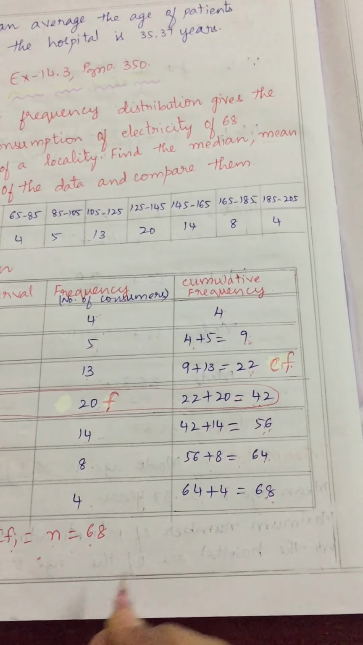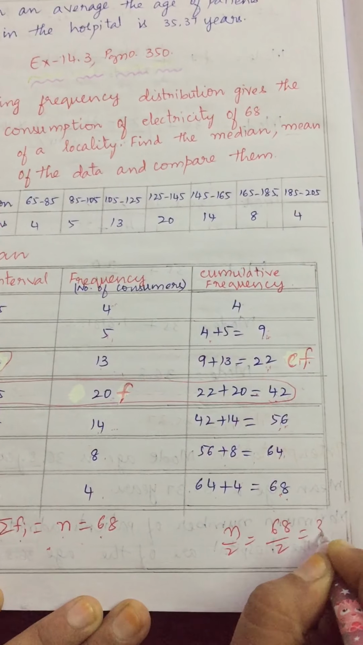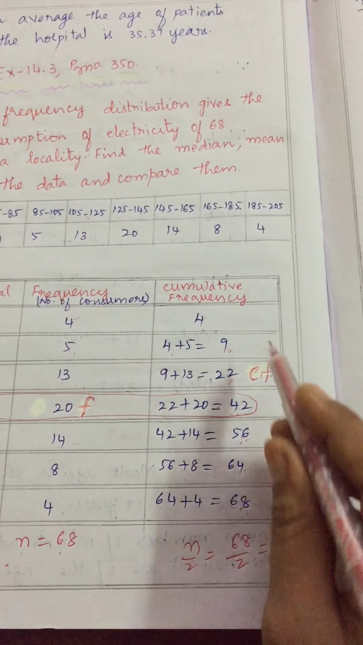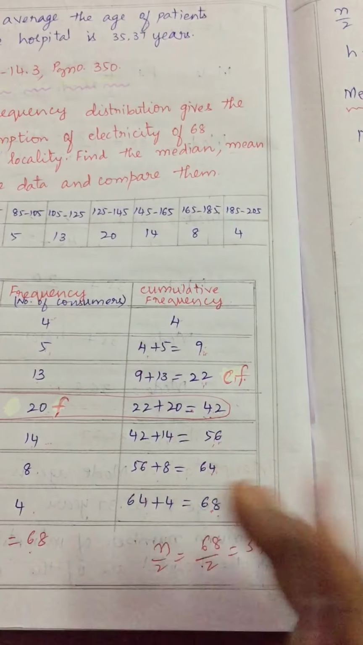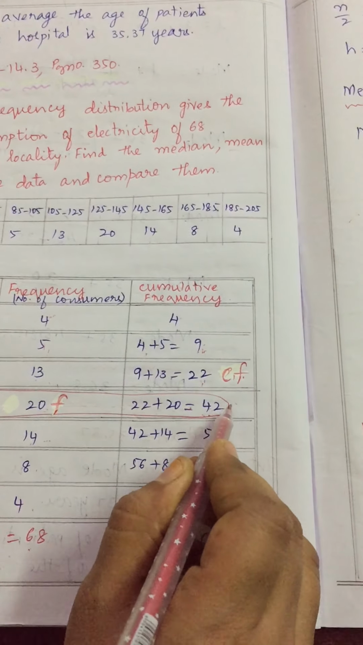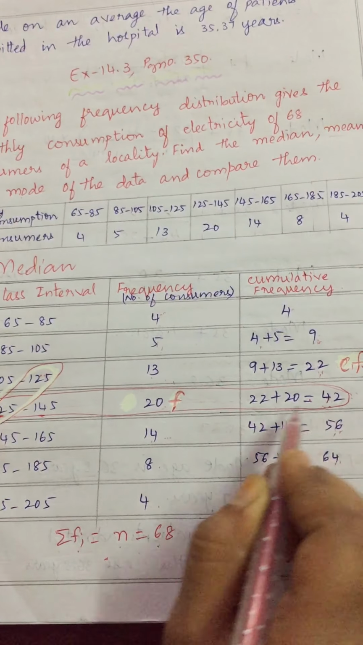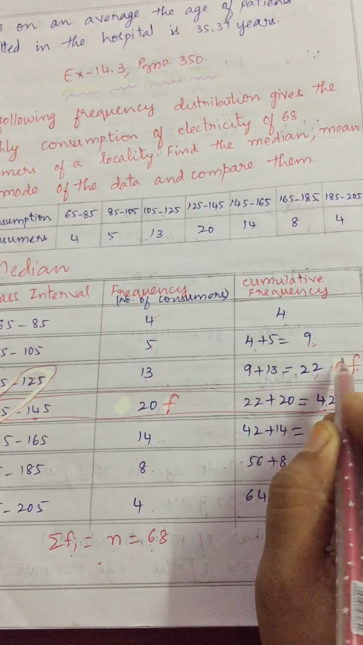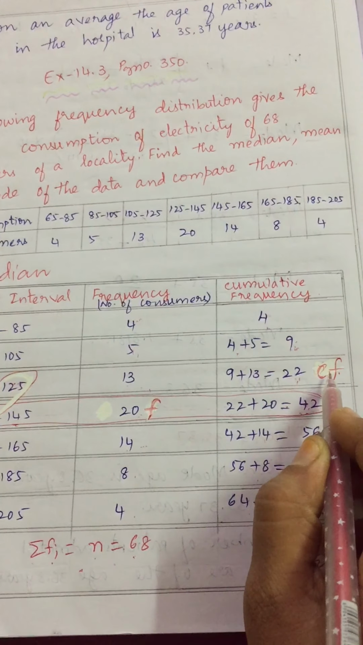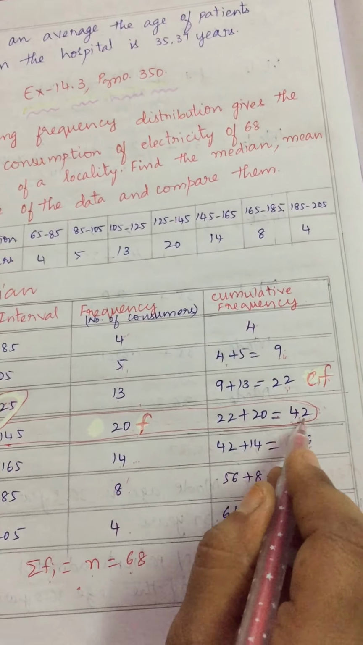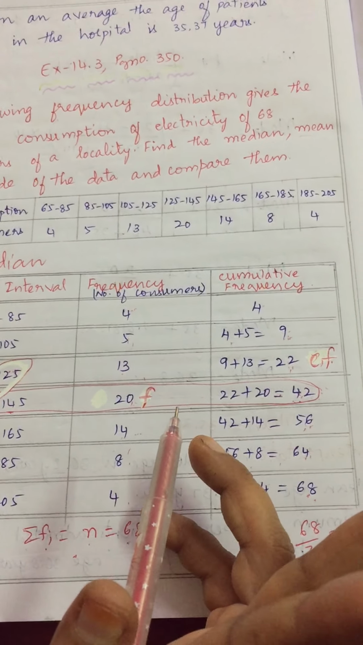Second way is you find n by 2. What is n by 2? N is 68 divided by 2, that is nothing but 34. In the cumulative frequency column, you check where is 34 or above 34, that is 42. Select that full row. Are you getting my point? In that row, the value above in the cumulative frequency is CF, and in the frequency column the same row value is F. Am I clear children? There are two ways.